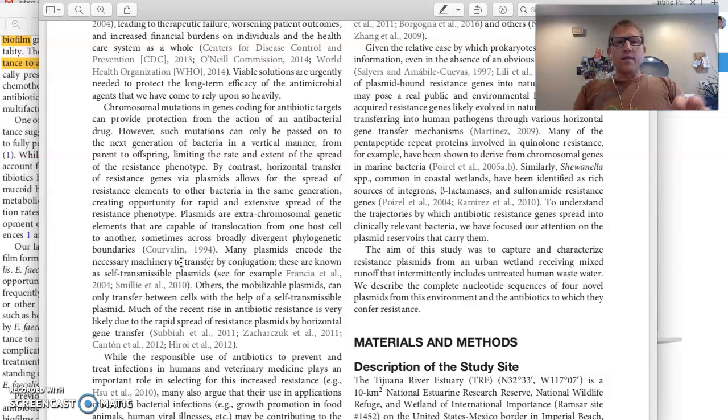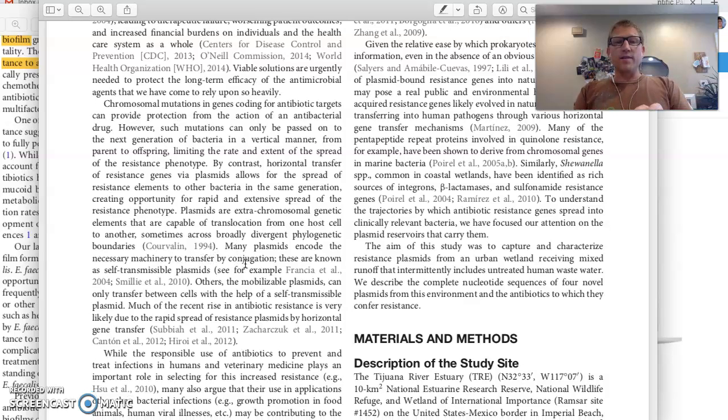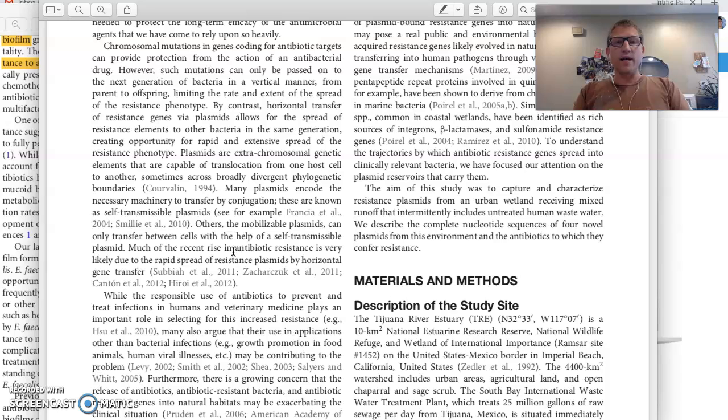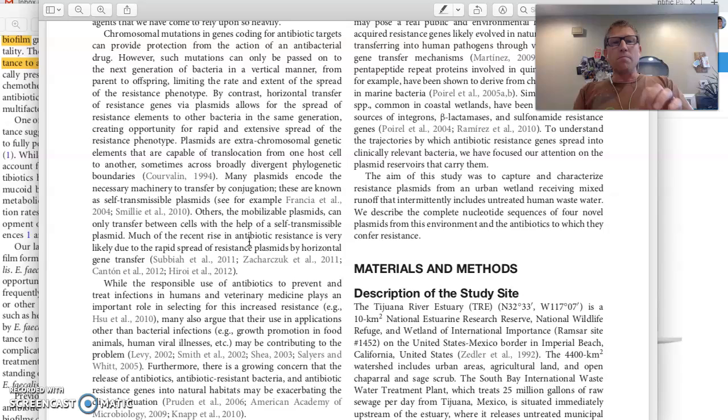And many of them encode what they need to transfer by conjugation. These are self-transmissible plasmids. Another type you should know about are the mobilizable plasmids. But much of the recent rise in antibiotic resistance, it says, is very likely due to the rapid spread of resistance plasmids by horizontal gene transfer.